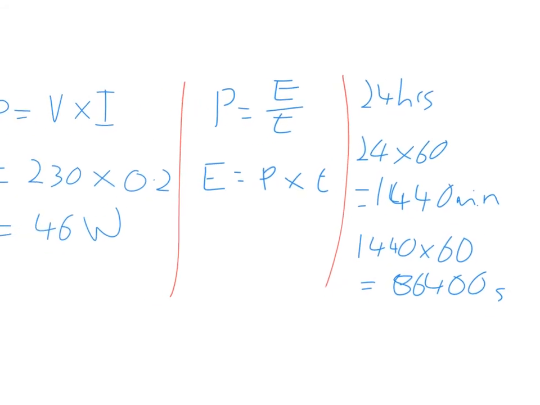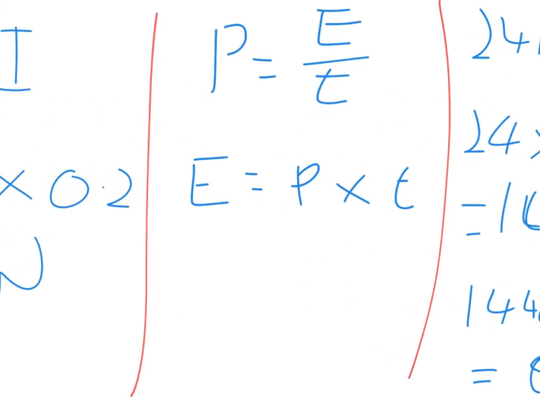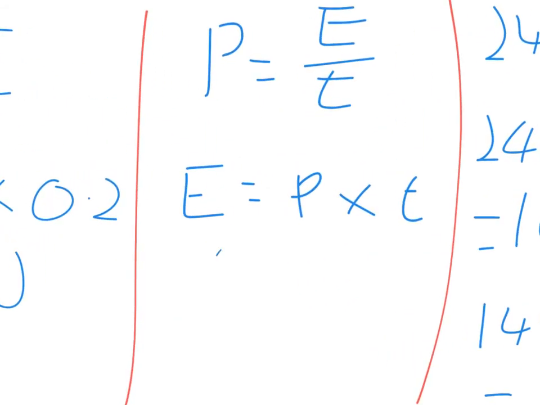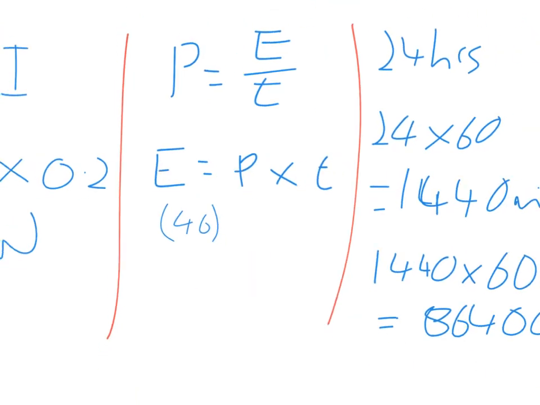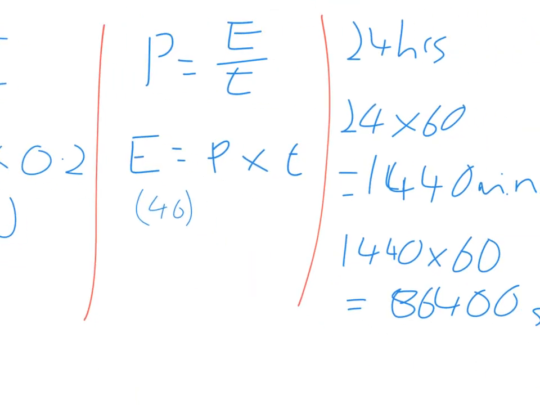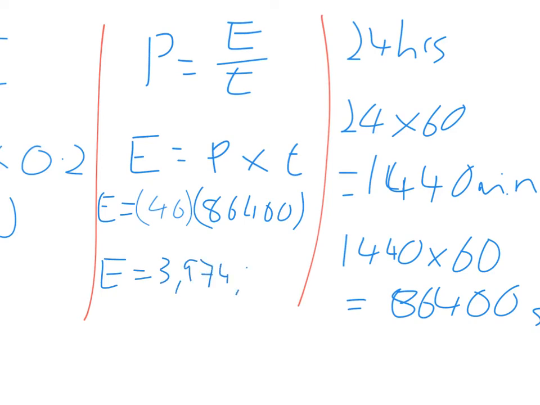So if we go back to our energy formula there, we're going to fill in the power as 46, and we're going to fill in the time as 86400. Again, what we did there was make sure to just convert 24 hours into seconds because that's the standard unit for time. So if we multiply that out, we get 3,974,400 joules of energy.